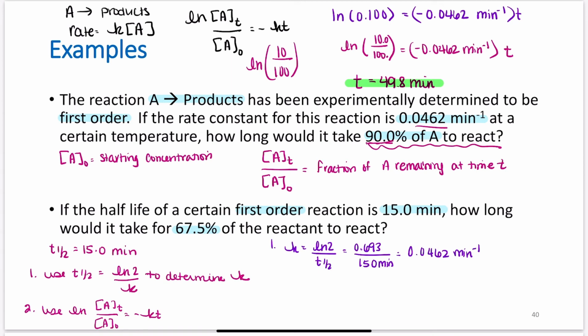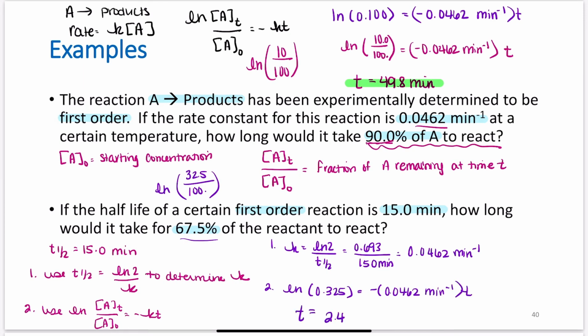Now I'm going to plug this into my equation. I'm going to say the natural log of 0.325. Why 0.325? Because 67.5% has reacted. So I can either say 32.5 over 100, or I can just do the math ahead of time, which is what I did. But it's how much is remaining, not how much has reacted. 32.5% remains, which is 0.325 of the original sample, equals negative 0.0462 minutes to the minus 1 times t, and I get a time of 2.43 minutes.